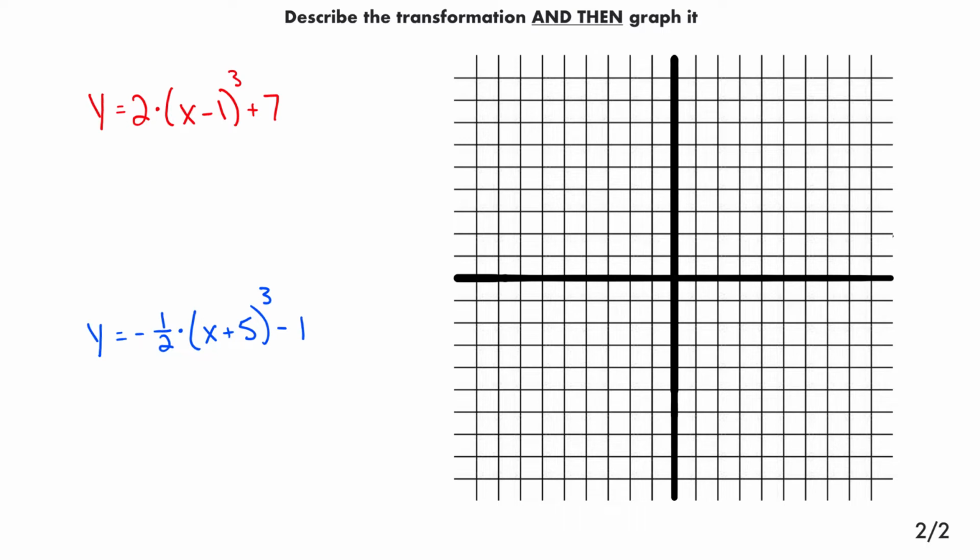If I want to describe the transformation, which you will be required to do on assessments and the coursework you have in front of you, we are going to move right 1 because of the minus 1 inside the parentheses. We're going to move up 7. Forgot the 1. Right 1, up 7. The 2 means we're going to stretch because it's a number bigger than 1. It's going to be in the vertical direction, and it's going to be by a factor of 2. Oh, and that's it. So I'm going to go right 1, up 7. There's my dot.